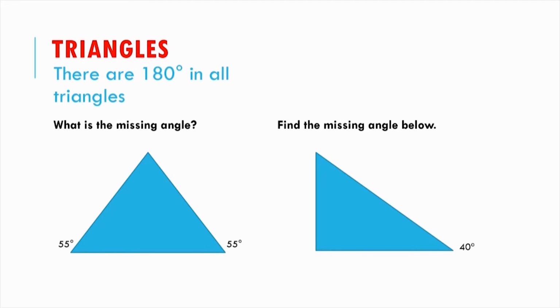The example on the right, you have to find the missing angle. Now you only see 40 degrees identified, but remember that is a right triangle. It's a right triangle because it has a right angle. So you automatically know that that right angle is 90 degrees. So to find that missing angle, you would simply take 180 minus 90 minus 40, and that missing angle would be 50 degrees. So as long as you can remember that all the angles in a triangle will add up to 180, you can always solve for the missing angle.